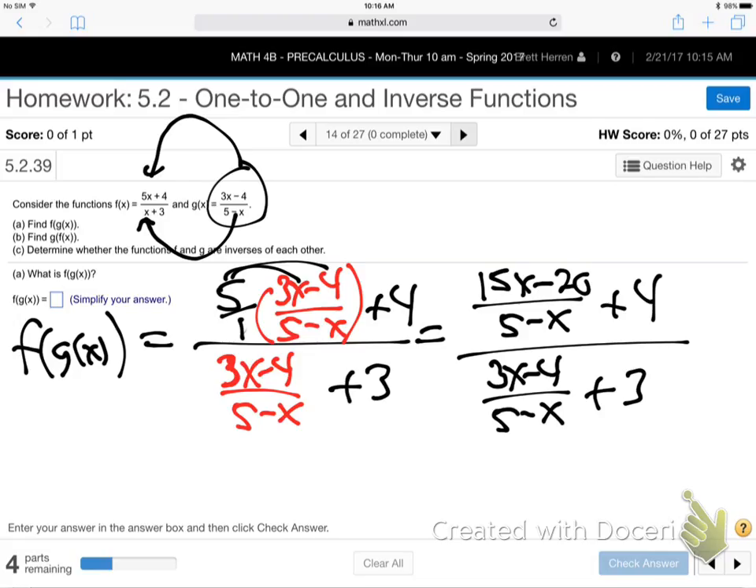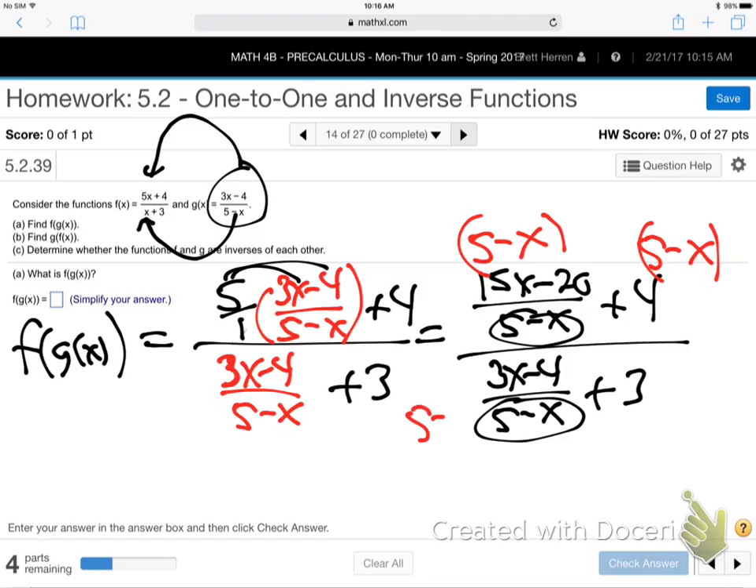Whenever we have fractions over fractions, you always put your eyes on the denominators. Those are the only denominators, right? And multiply all the terms by that denominator, right? So I'll go 5 minus x, 5 minus x, 5 minus x, 5 minus x. And these two cancel. That's why we're doing it, because we want to get rid of those denominators so we can just make it a normal fraction instead of a complex fraction.